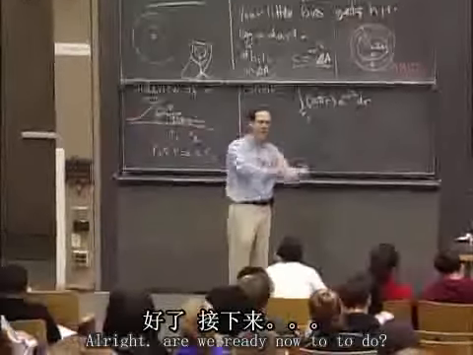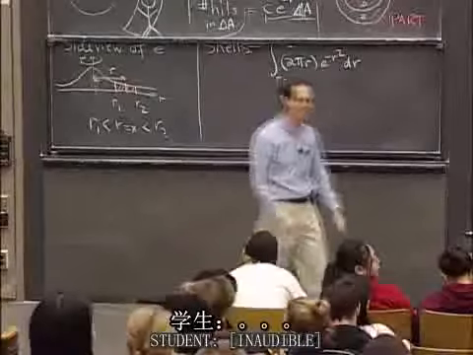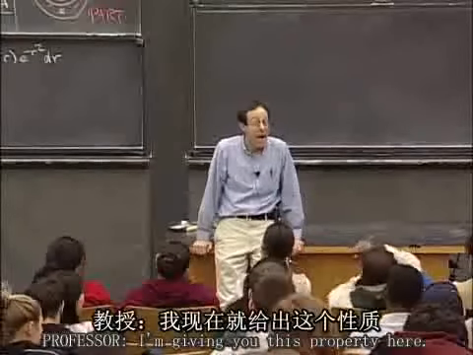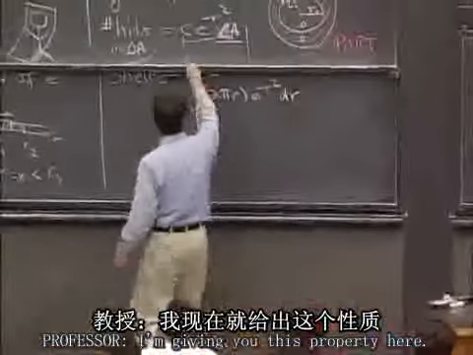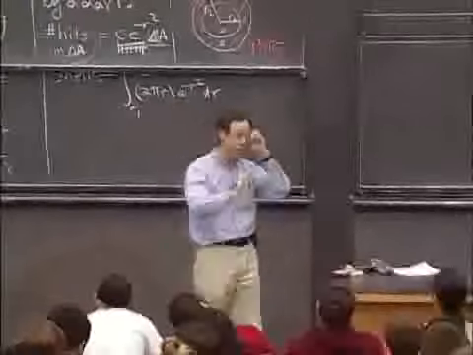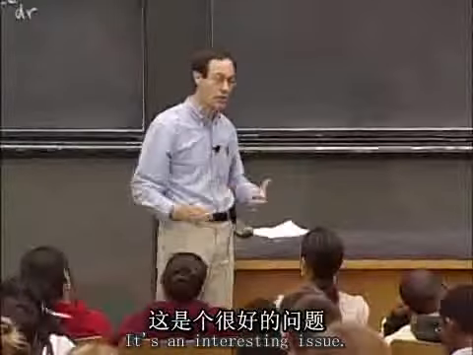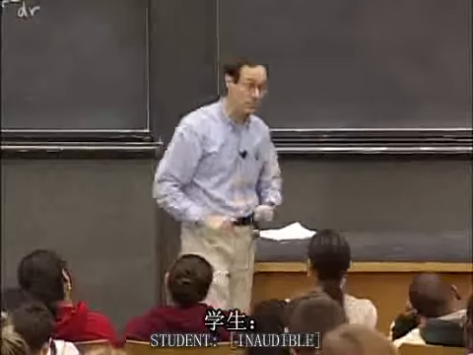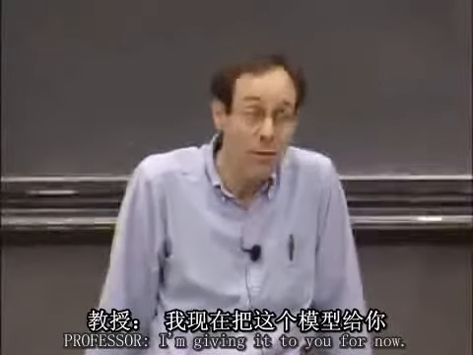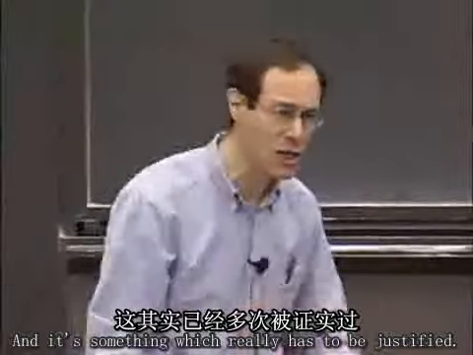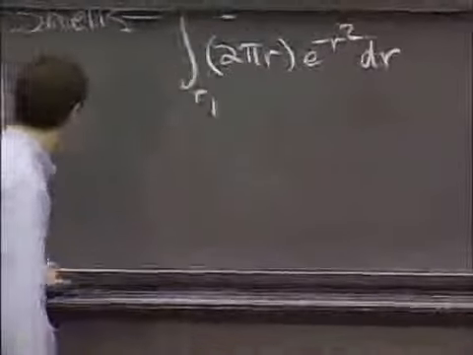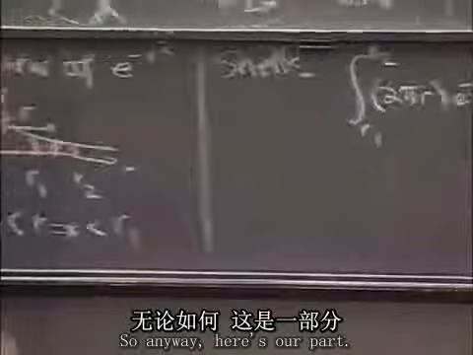Okay. All right. Are we ready now to do this? One more question. I'm giving you this property here. I'm telling you that this is what's called a mathematical model when you give somebody something like this. In fact, that requires further justification. It's an interesting issue. I'm giving it to you for now, and it's something which really has to be justified. In certain circumstances, it is justified. But okay? All right. So anyway, here's our part.